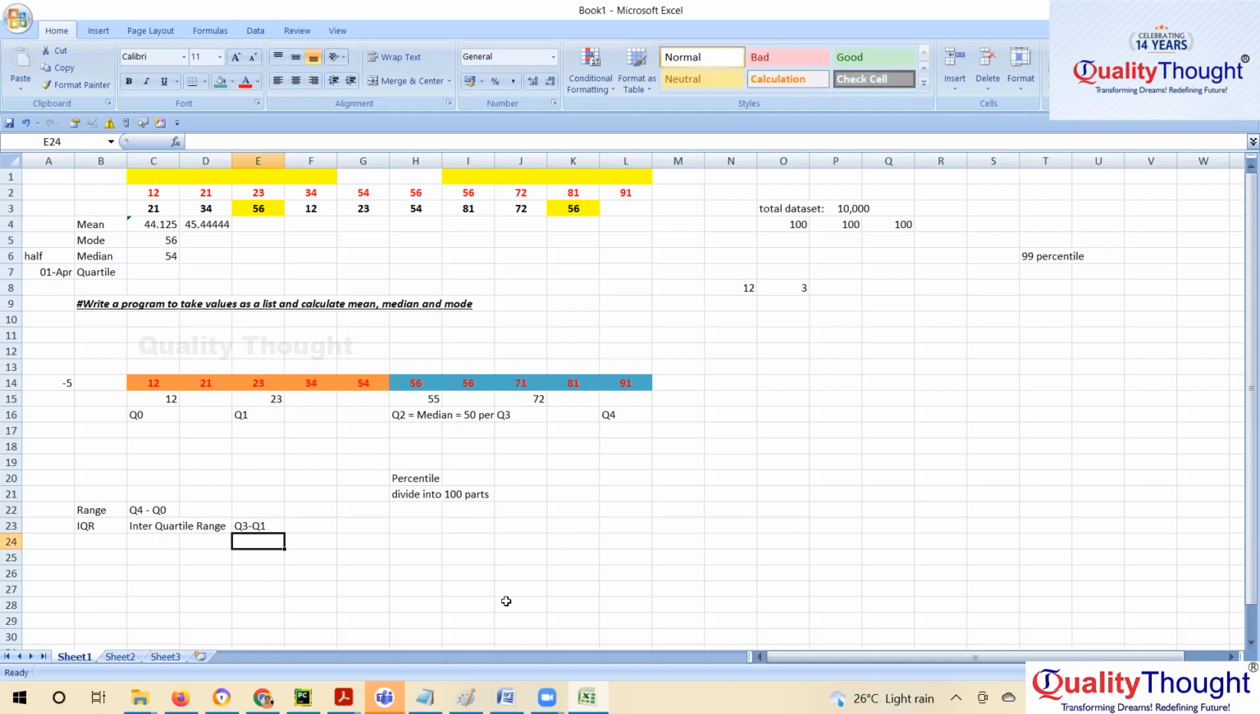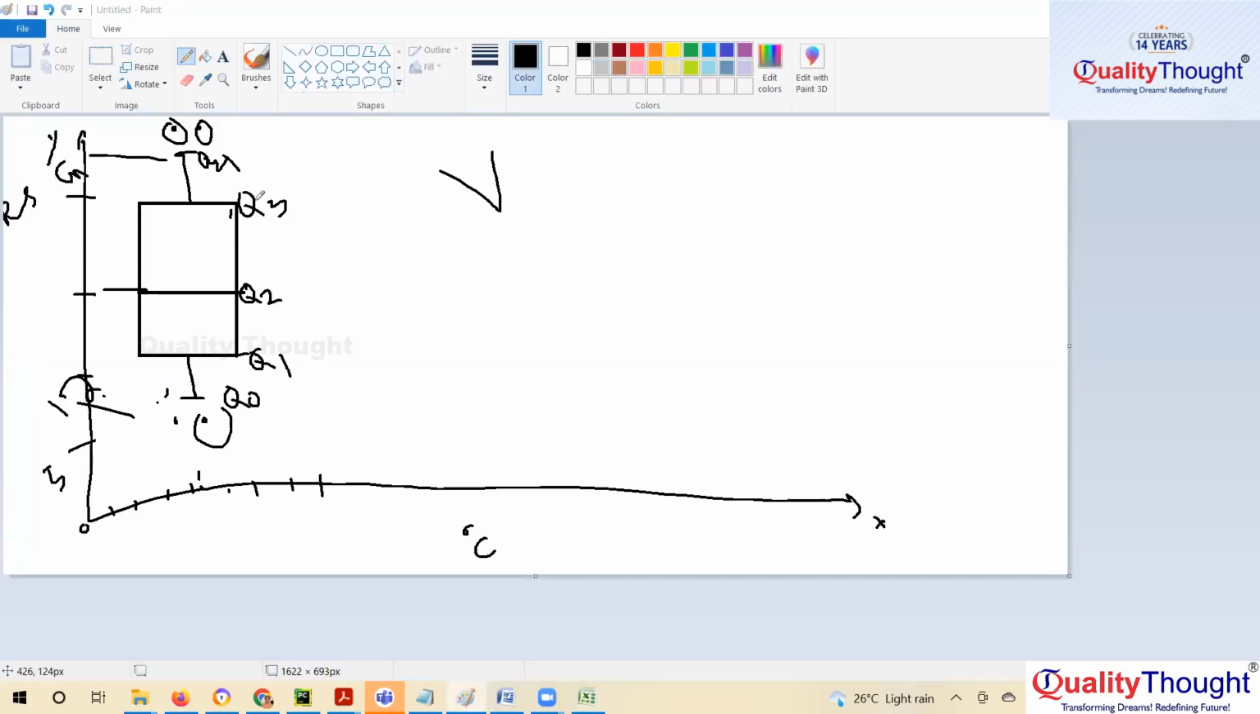IQR is Q3 minus Q1. Okay, so if you look at the box plot, this will tell us the IQR, and this will tell us the range. The distance from handle to handle is the range. The distance within the box is called IQR. Which is better? Which one should we consider for analysis, IQR or range? Why IQR? Why range?